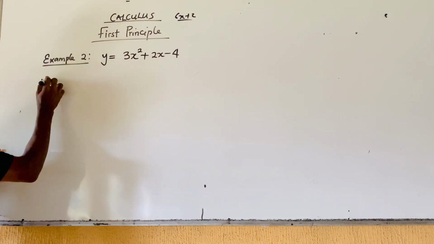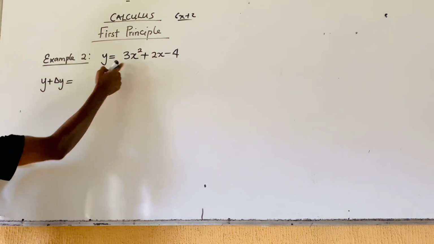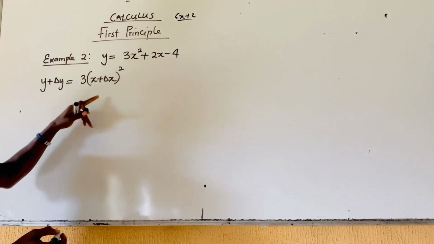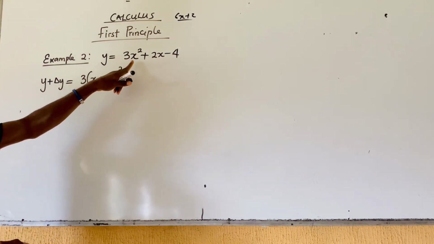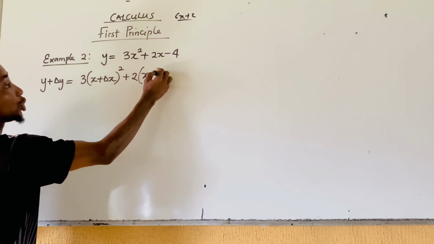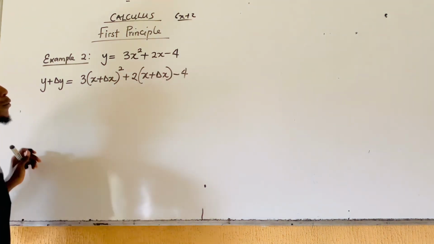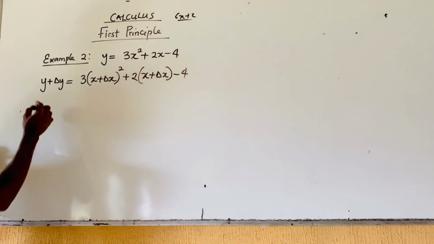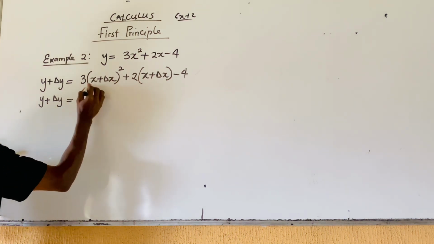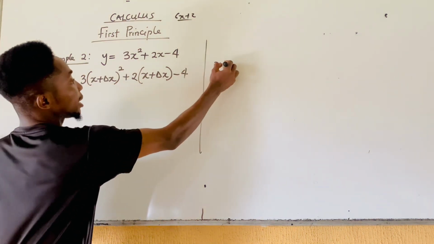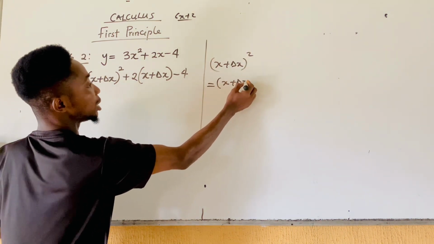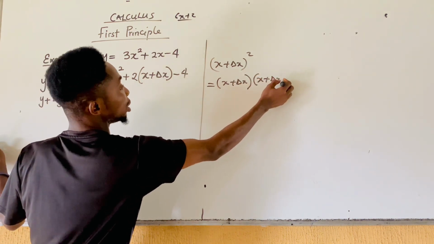Where you see y, add change in y. Where you see x, add change in x. Remember, this is x squared. So you see, the change in x plus the x, then you bring the exponent here, this power, plus 2. Here you see x, add what? Change in x, minus 4. Now let's expand the bracket. This becomes y plus change in y equal, if you work this outside, please take note, x plus change in x all squared is the same thing as x plus change in x times x plus change in x.